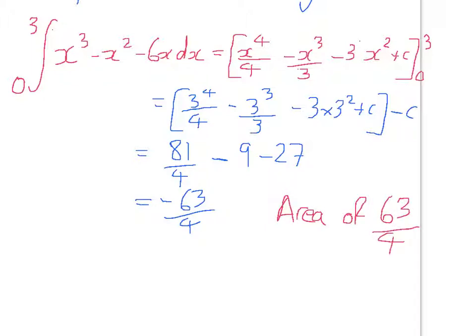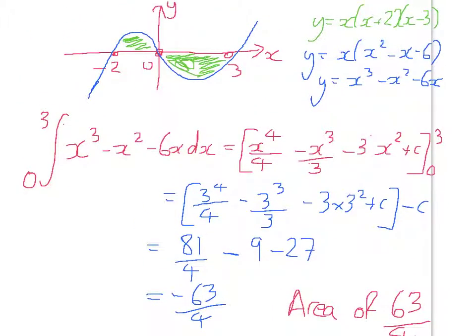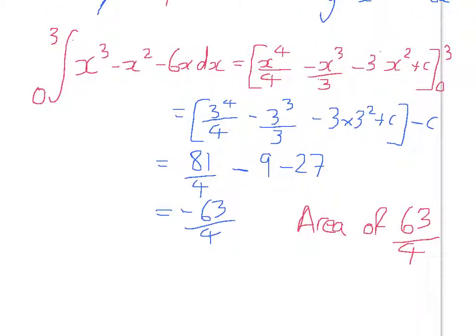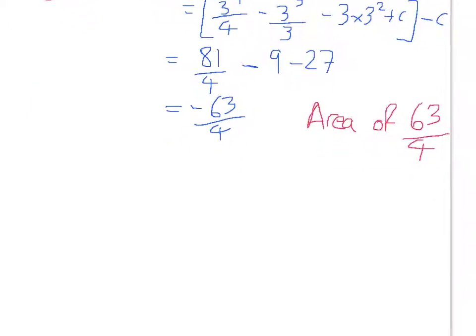Now, we've done half the job because we've done the area here. Now we need to do this area here, between 0 and minus 2. So it's exactly the same as what we've done before in the first part, but now instead of doing between 3 and 0, we're going to do between 0 and minus 2. You must always put whatever the higher value is as the top one and the lower one as the bottom value.